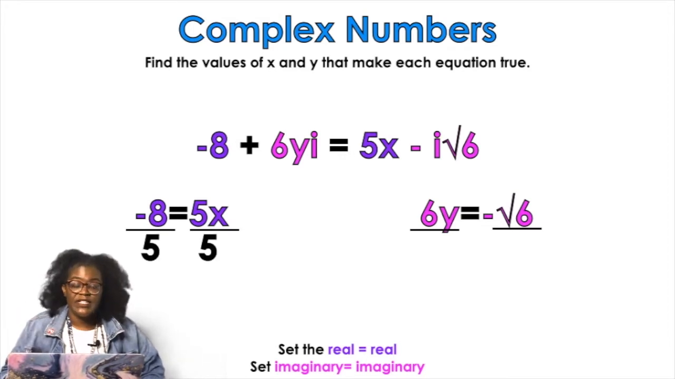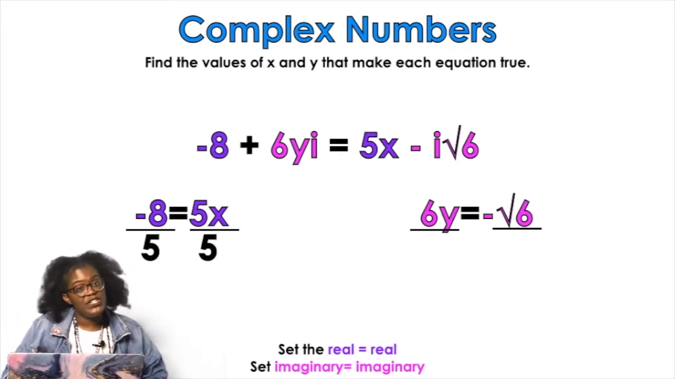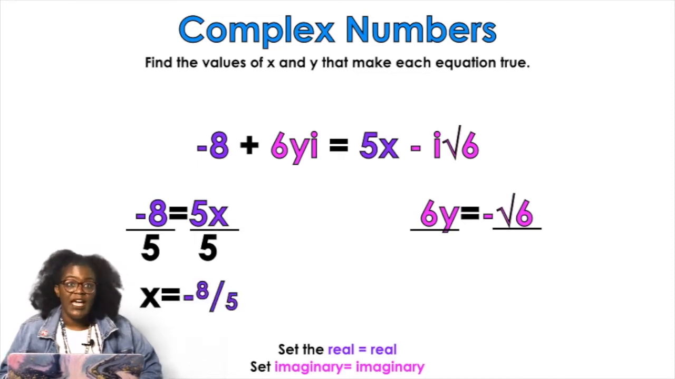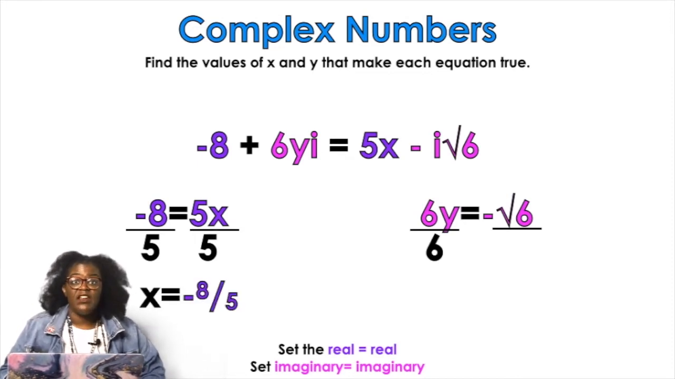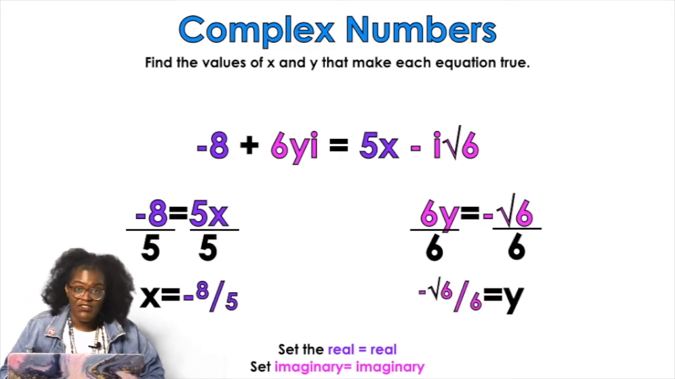So we're going to divide by 5 on both sides for the purple equation to get x by itself. So I'm going to get x equals negative 8/5. And then on the other side, we're going to divide by 6 on both sides to get y by itself, and so that's going to give me y equals negative square root of 6 over 6, which looks yucky, but it's totally a thing.